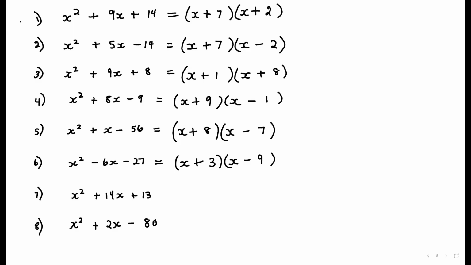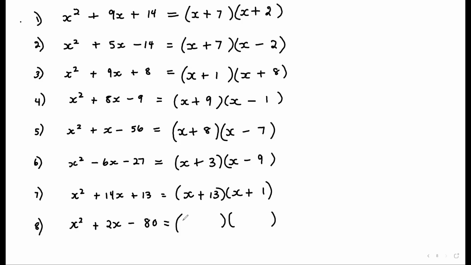And number 7, we have x squared plus 14x plus 13. So this would be x plus 13 by x plus 1. 13 is a prime number, so there are only two factors. And of course, 13 plus 1 gives us b, which is 14, and 13 times 1 gives us c, which is 13.